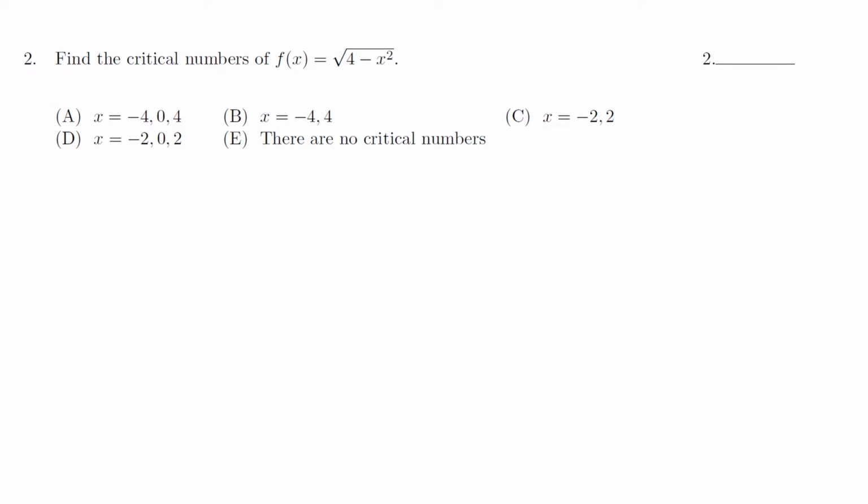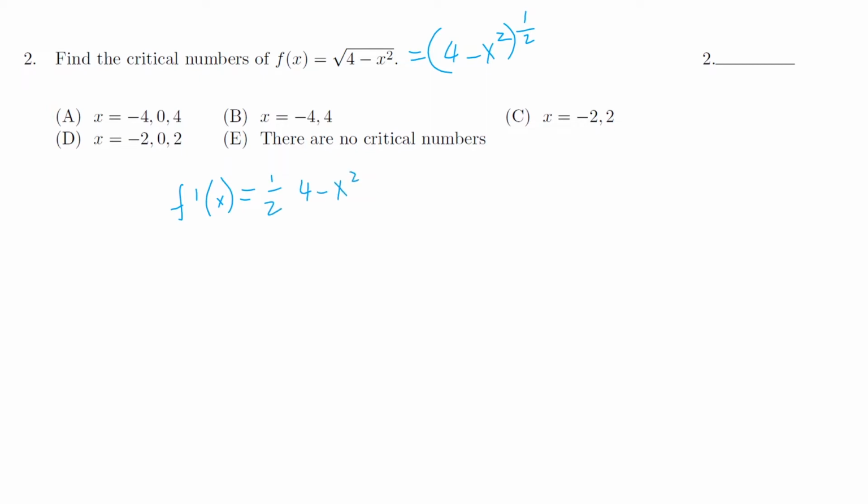Next, find the critical numbers. For this one, all I have to do is find the first derivative and figure out when it does not exist or when the first derivative is equal to 0. So f prime of x is equal to, before I do this, I just say 4 minus x squared to 1/2. So this is equal to 1/2.